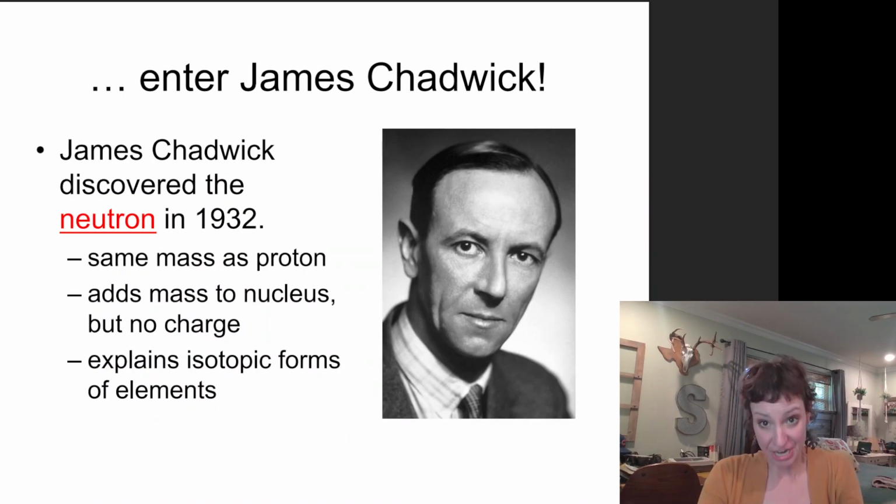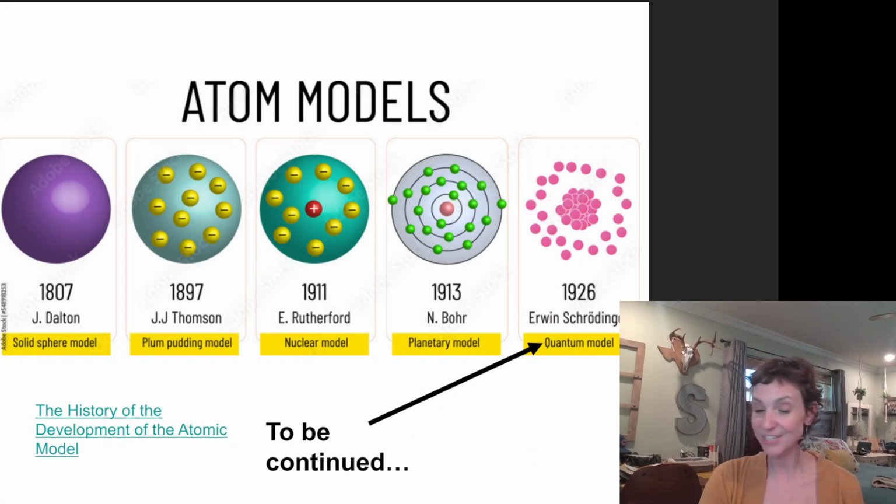So then we have James Chadwick. James Chadwick's like, I've got an idea. He discovered the neutron in 1932. The neutron has the exact same mass as a proton, which means it would add mass to the nucleus, but no difference in charge. And it would also come to explain different isotopic forms of different elements. So you guys, we have these atomic models. We got John Dalton with his billiard ball model. We got J.J. Thomson with his plum pudding model. We got Rutherford, thanks to the gold foil experiment, with his nuclear model. And then Bohr is like, what's up, energy levels? We got Bohr's planetary model.